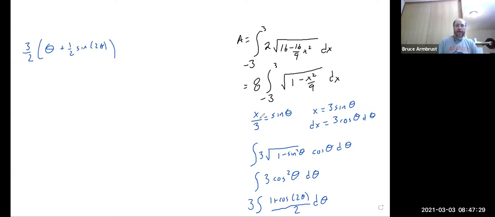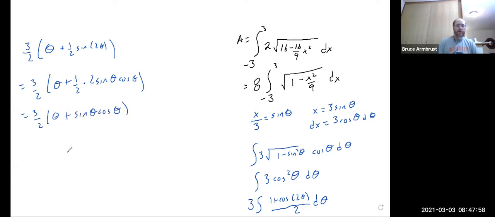We're going to have to put back in, replace the theta with x's and all that good stuff. So we're going to do one more step of identities. We use the double angle identity on sine. And that's 2 sine theta cosine theta. So the 1/2 and the 2 cancel, and we're left with that.